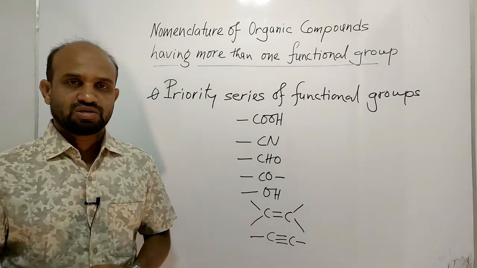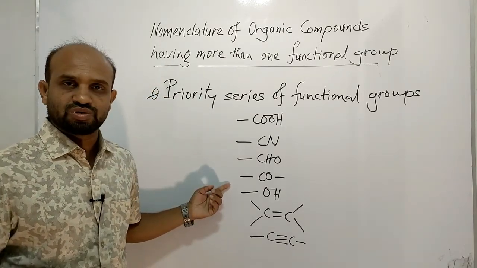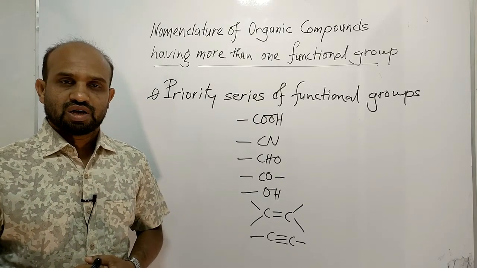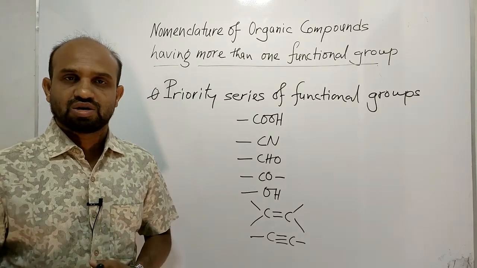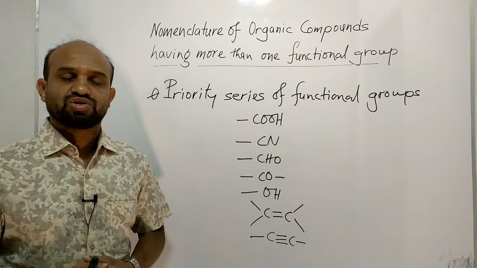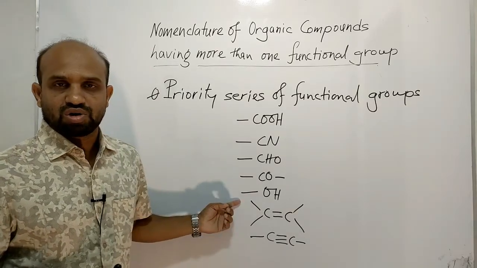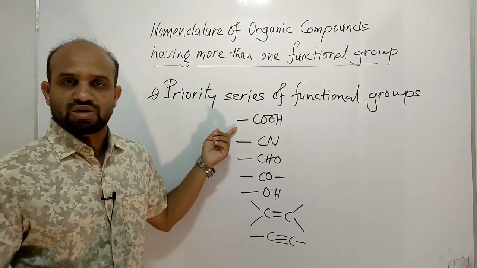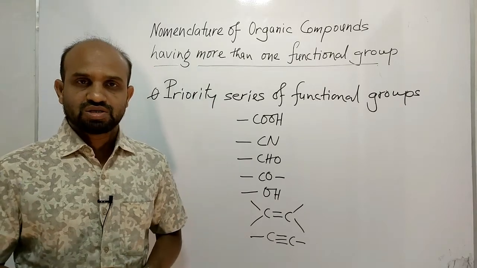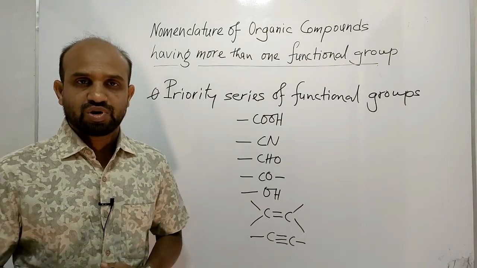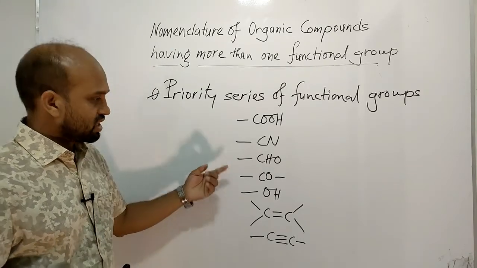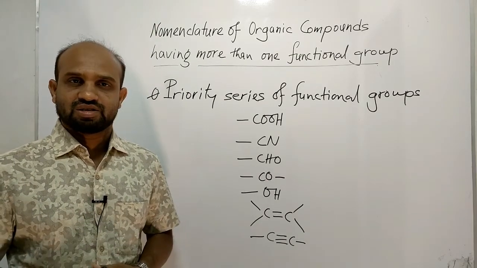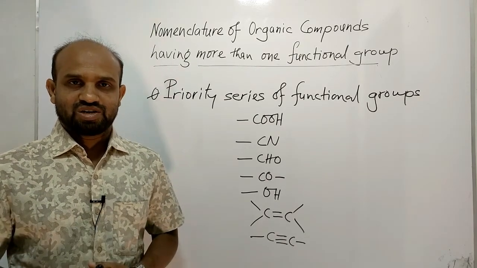When a molecule contains two functional groups, then one functional group is considered as the homologous series of the compound, and another functional group which is posterior one, that is considered as substituent. Simply, the prior one is considered the homologous series or main compound or main functional group, and another functional group which is posterior one is considered as substituent. Let's move on to the next point.